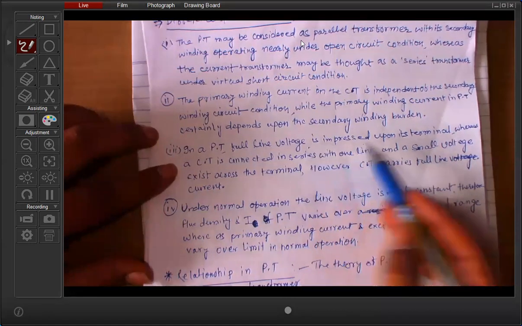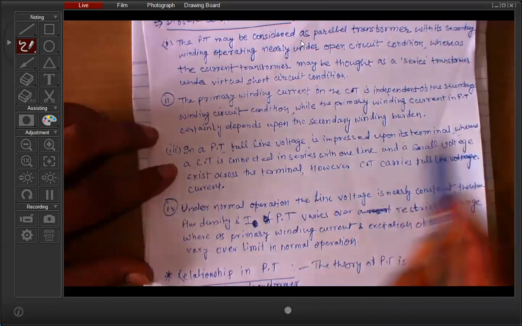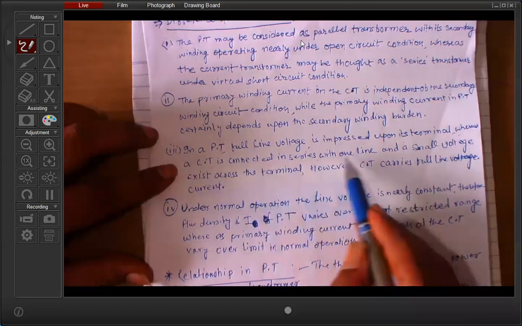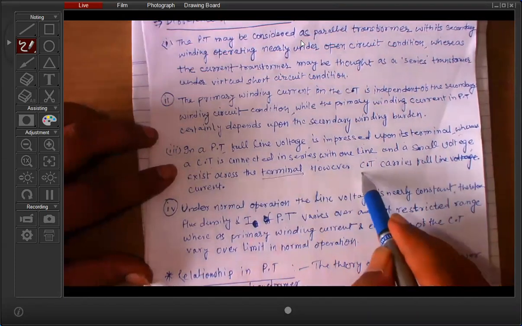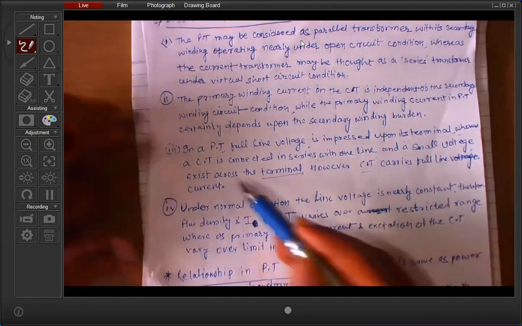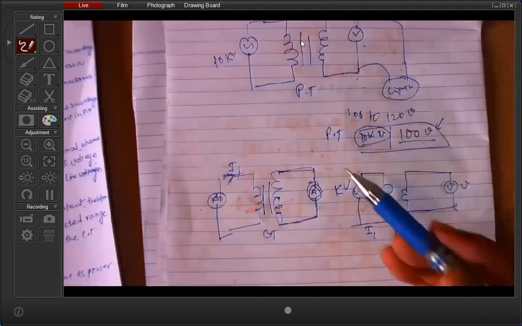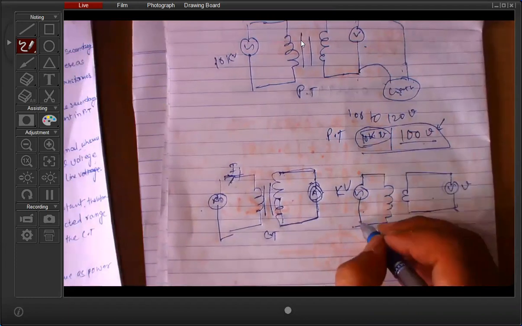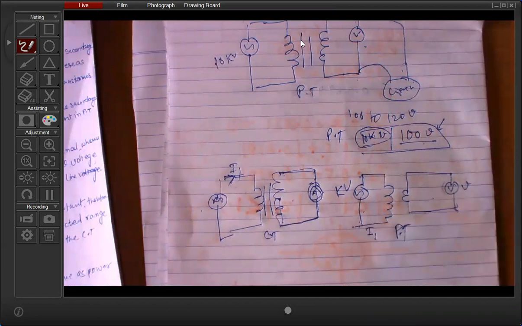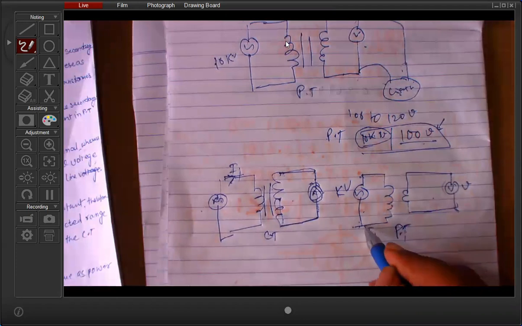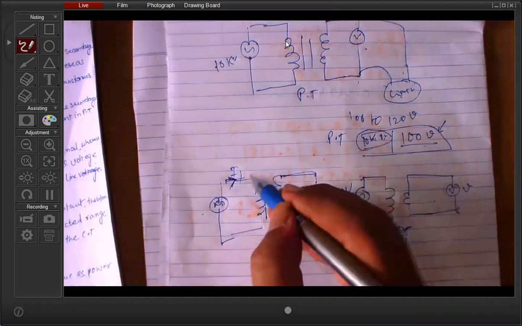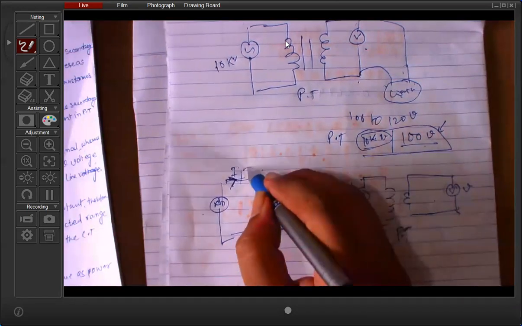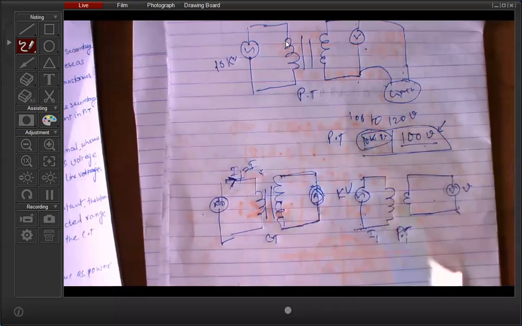In a potential transformer, full line voltage is impressed upon its terminals, whereas the current transformer is connected in series with one line and a very small voltage exists across the terminals. However, the CT carries full line current. So again, there is one difference. In potential transformer, full line voltage is applied, because the potential transformer is used for the step down of high voltage, and the current transformer is used for the step down of current. That's why full load current is applied to the primary winding.